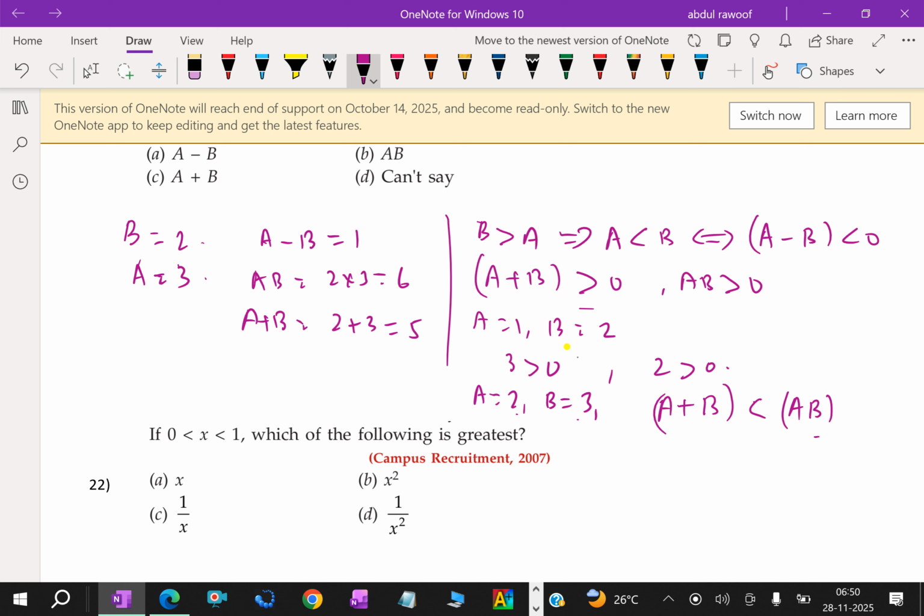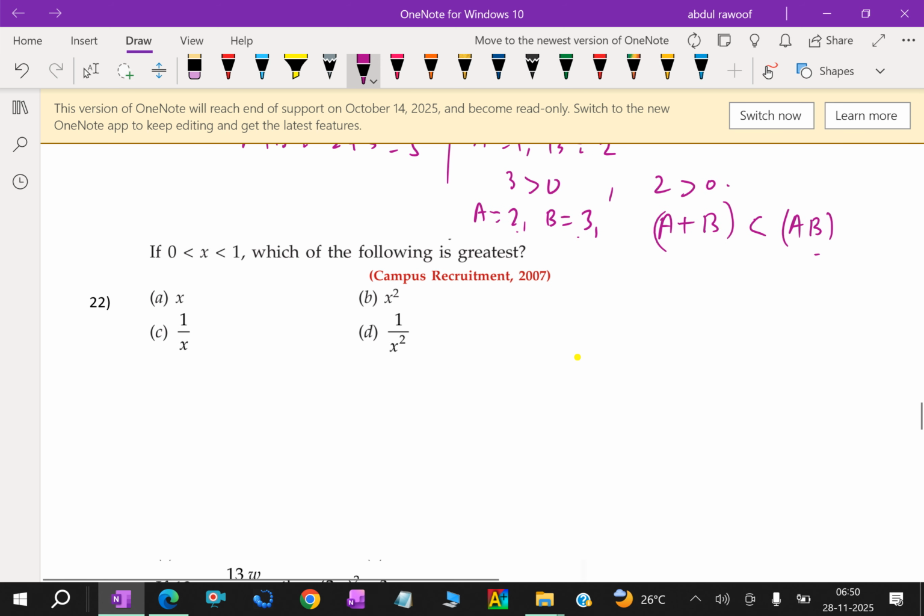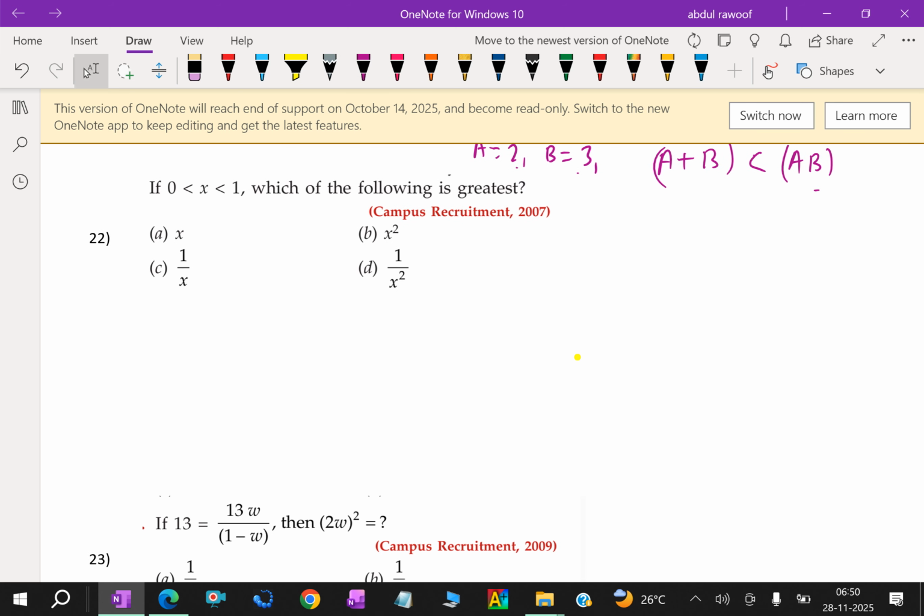Thus we cannot say a plus b or ab has the highest value. So this option D we cannot say. Then next question.